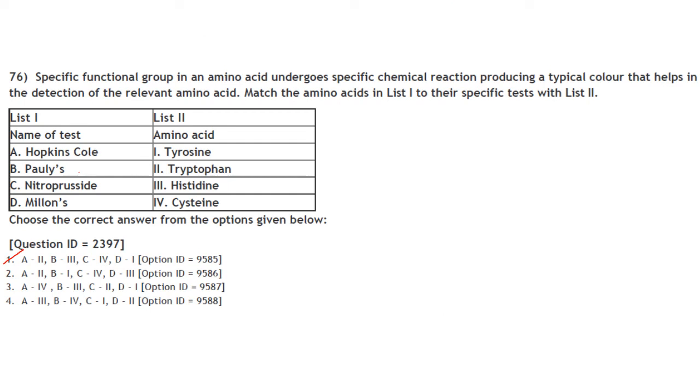Then specific functional group in an amino acid undergoes specific chemical reaction producing a typical color that helps in the detection of the relevant amino acid. Match the amino acid in list 1 to their specific test in list 2. So Hopkins-Cole is for tryptophan, A2, Pauly's, histidine, nitroprusside, cysteine, Millon's, tyrosine. So answer is A2, B3, C4, D1. Answer is option 1.